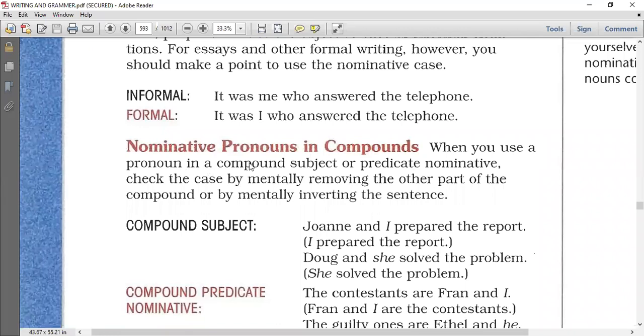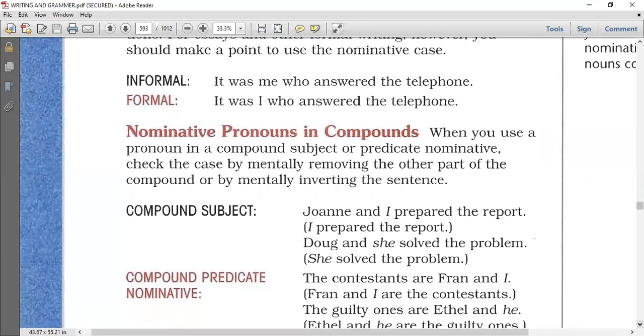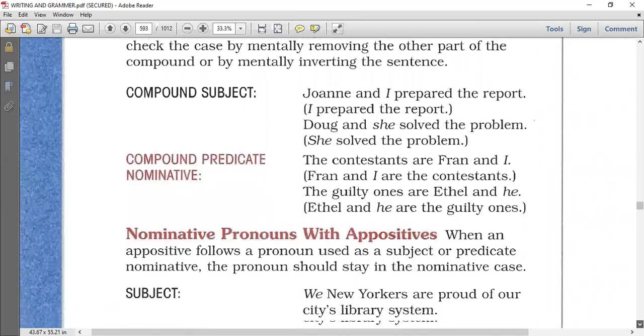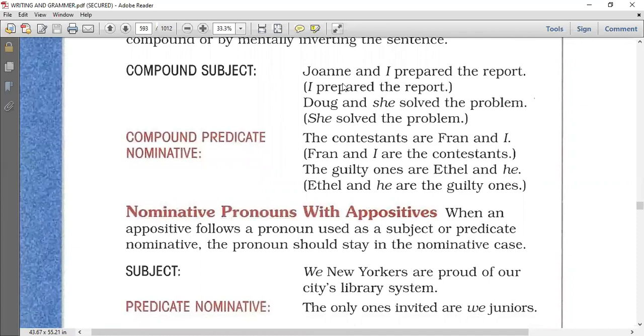Nominative pronouns in compounds. When you use a pronoun in a compound subject or predicate nominative, check the case by mentally removing the other part of the compound or by mentally inverting the sentence. As we will see in the examples here, we have a compound subject, John and I. John and I prepared the report. So delete the other subject, delete John. I prepared the report. So I is the subject of this verb. So it should be I, not me.